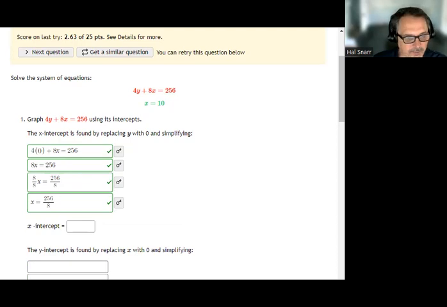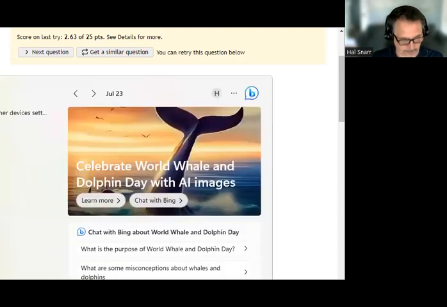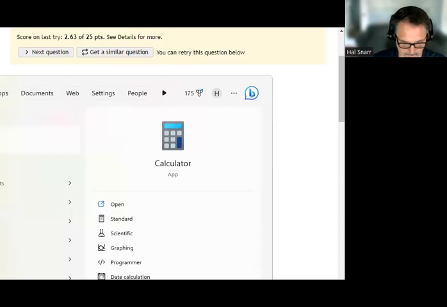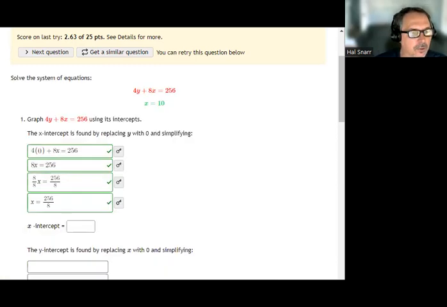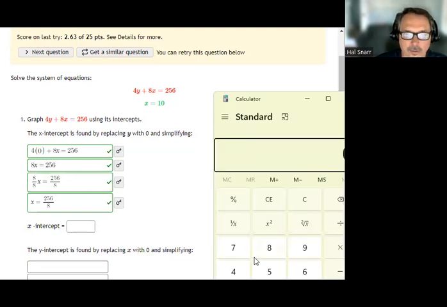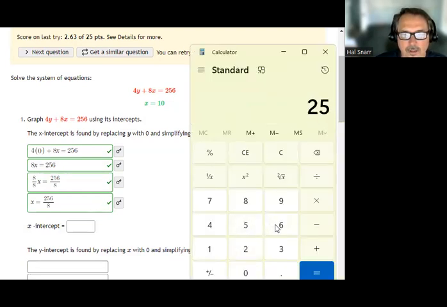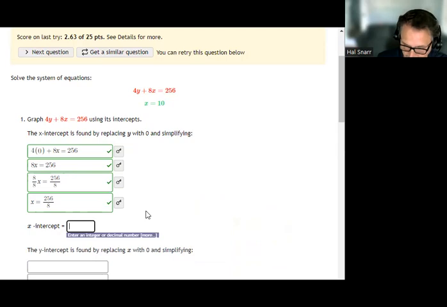Okay, then we can have a calculator. Let me open up my calculator here. We can use the students' Google Chrome calculator. I'll put it right here. So 256, I can have students do this for me, divided by 8. And it equals 32. So the x-intercept is 32.